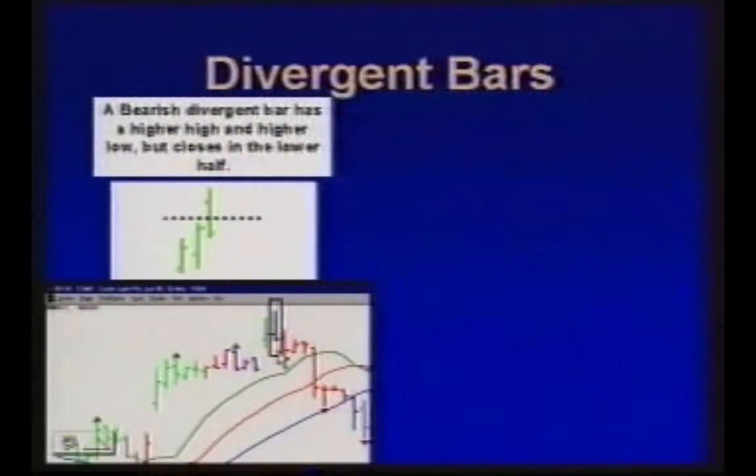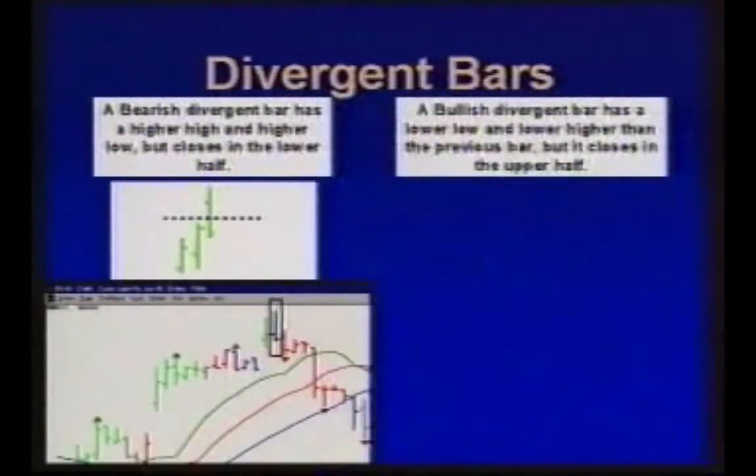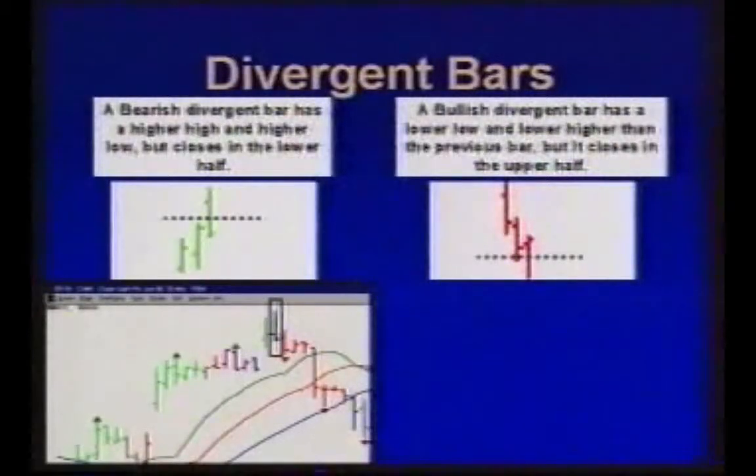Let's look at a bullish divergent bar, which is basically the same thing, only on the other side of the chart. It's on the bottom of the chart. A bullish divergent bar has a lower low, and it also has a lower high than the immediate previous bar, but it closes in the upper half. Here we're in the red zone again, and we have a red bar, a 1-3 bar, followed by a 1-3 bar, and then this third bar has a lower high, and it also has a lower low, but it closes in the top half, and that creates a bullish divergent bar.